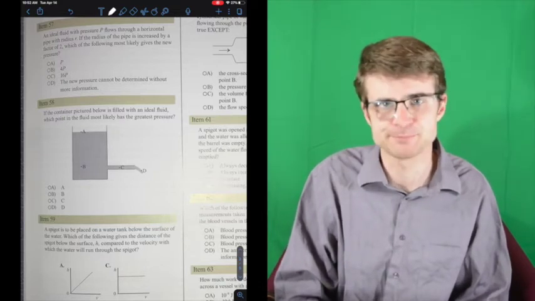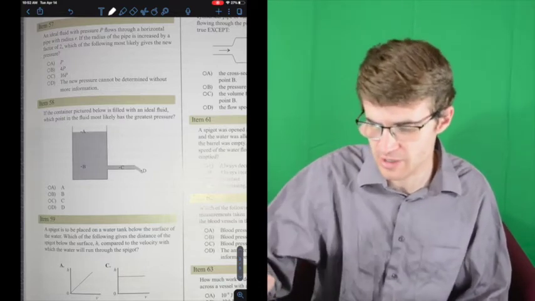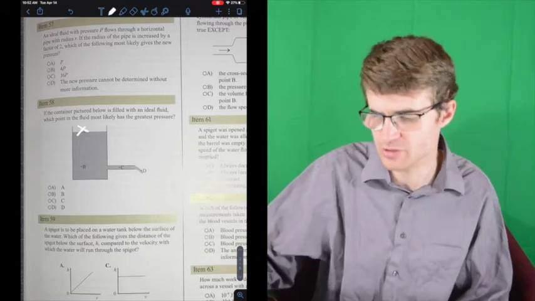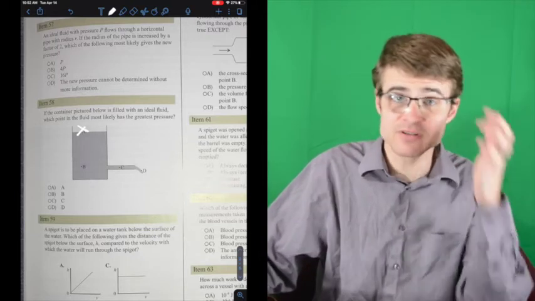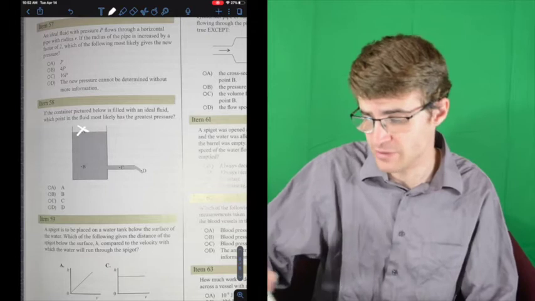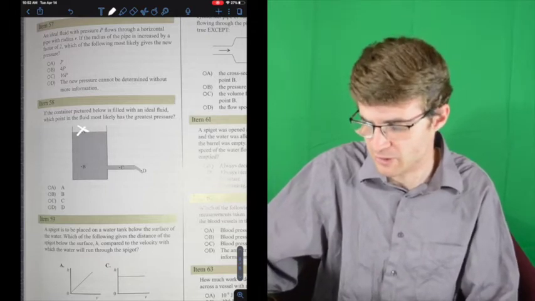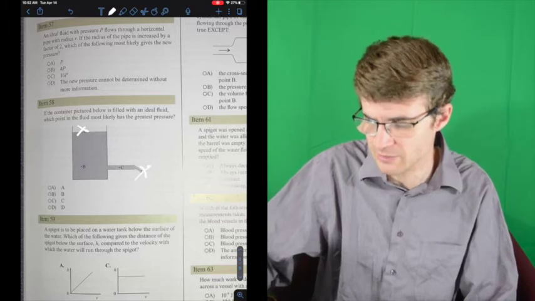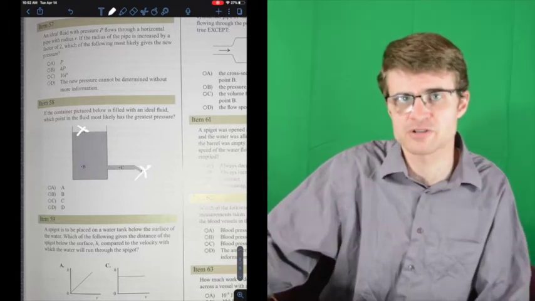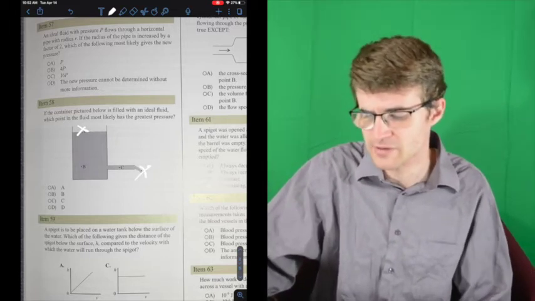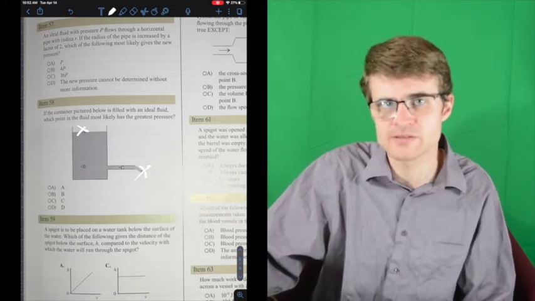So, that's a good question. I know it's not A, pretty sure, because A is at atmospheric pressure, and at other points in this fluid, there's fluid on top of those points, and so it'd have to be bigger than atmospheric pressure. I also know it's not D, because D is also at atmospheric pressure. It's out in the open. So it's a contest between B and C.